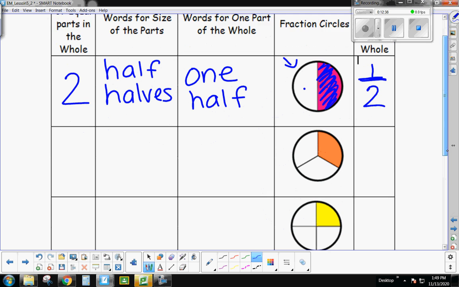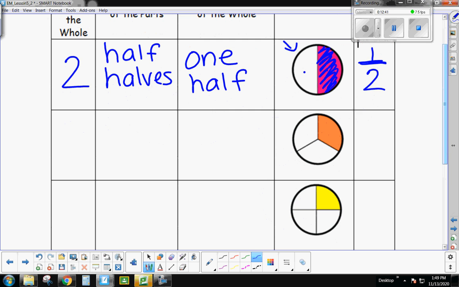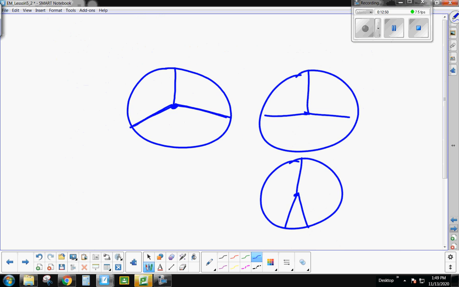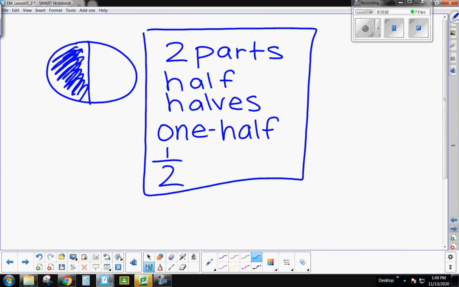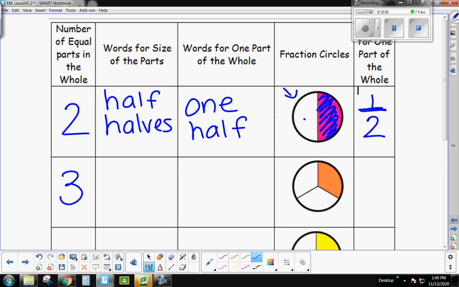All right, so now you just drew a circle with 3 equal parts. So I want you to write 3 parts, or write 3 equal parts, right? All right, and then the words for those parts. If I break something into 3 equal parts, do you know what those parts are called? They're called thirds. So third or thirds would be the plural.